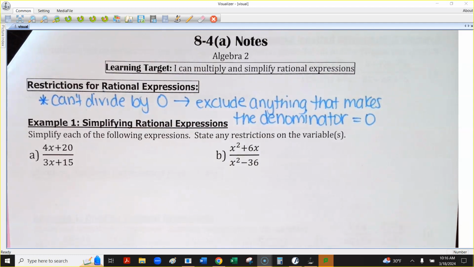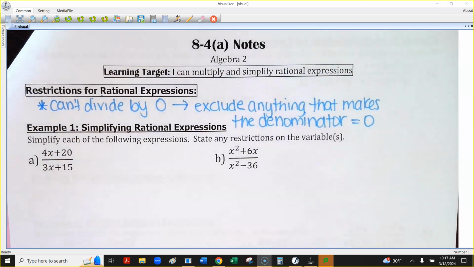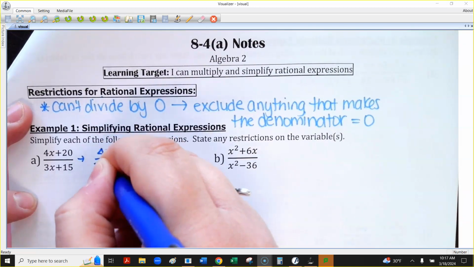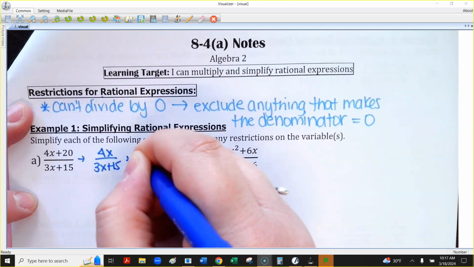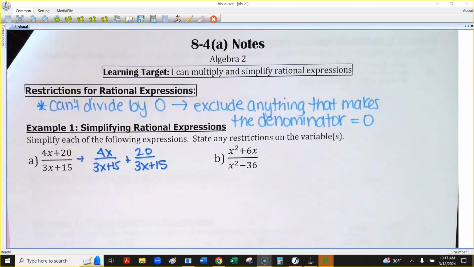Now the most challenging thing, I think, for all of these questions is people look at these problems and they go, oh, there's an x here and an x here, and they just cross them out. And it does not work that way. You have to put these guys in factored form. If you have adding or subtracting, like this, don't write this on your paper, but this first thing is really like 4x over 3x plus 15 plus 20 over 3x plus 15. So you can't just cross stuff out, all right?